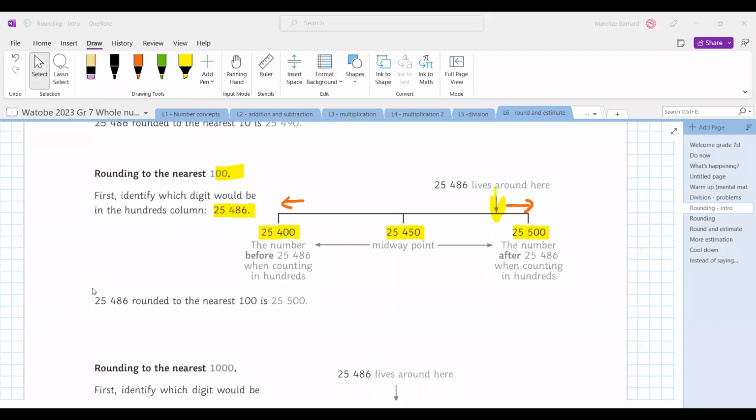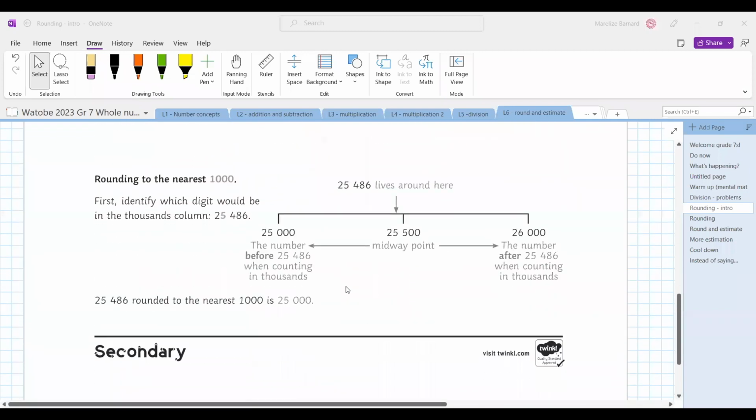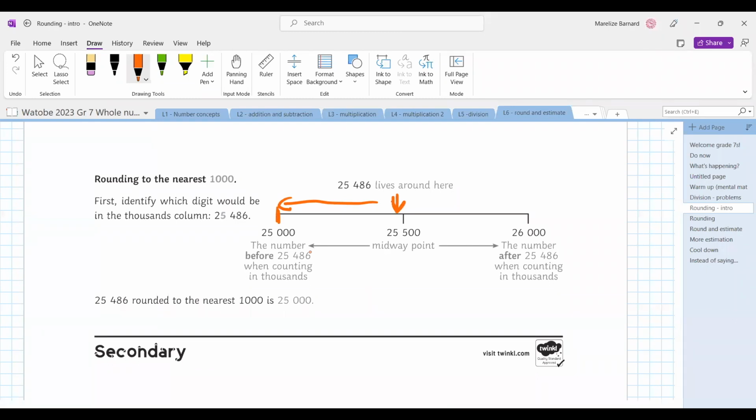Okay. Right. I see some answers. Good stuff. All right. And let's do the last one. Rounding to the nearest 1,000. So since we are now rounding to the nearest 1,000, we're going to count 25,000, 25,500, which is the middle point, and then 26,000. So to round to the nearest 1,000, the nearest 1,000 is not 26. If we are over here, it is actually over here at the 25,000.